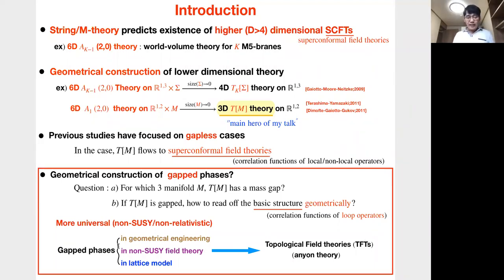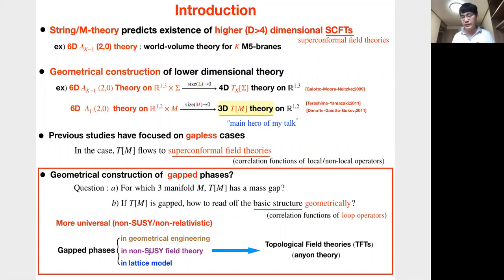In the gapped case, there's no local operator, and there's no non-trivial observable on which supersymmetry acts non-trivially. So in the gapped phase, supersymmetry is decoupled. This is why supersymmetry does not play any role, and so this gapped phase can describe other universality classes, which come from non-supersymmetric theories, or even non-relativistic theories, such as lattice models. In summary, gapped phases are more universal than gapless phases because supersymmetry is not important, and so this phase is interesting.